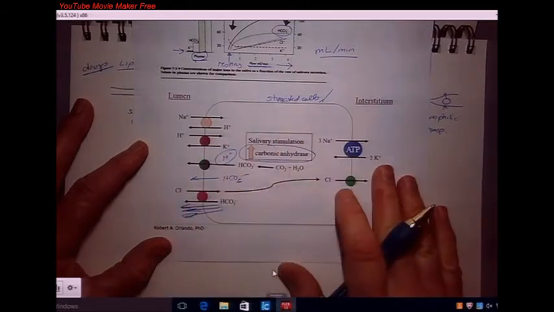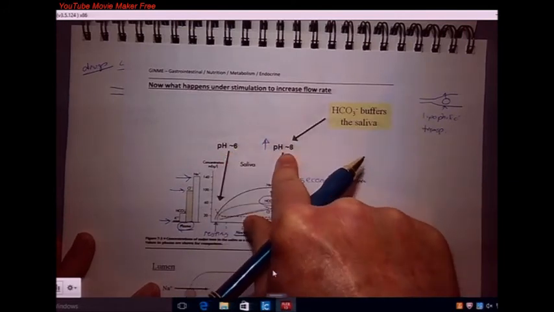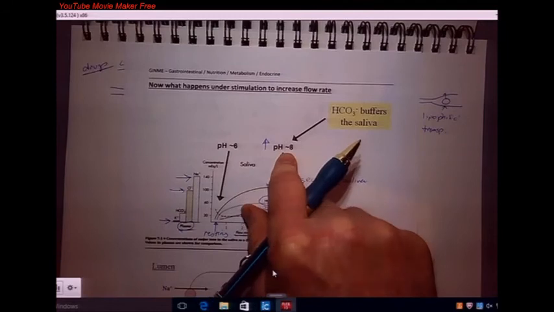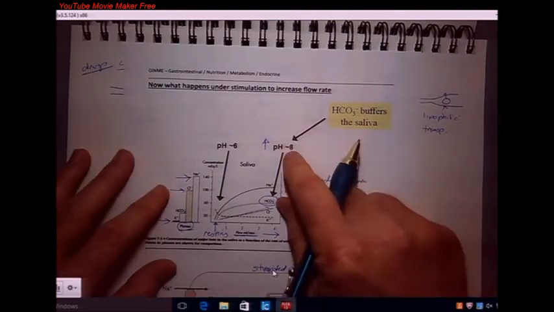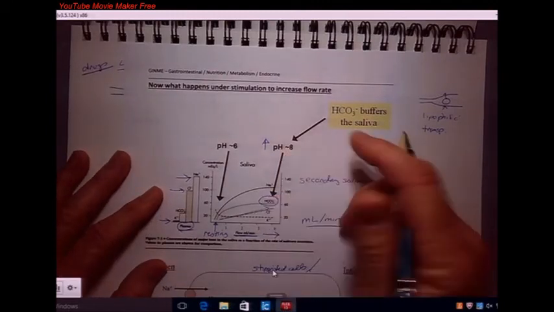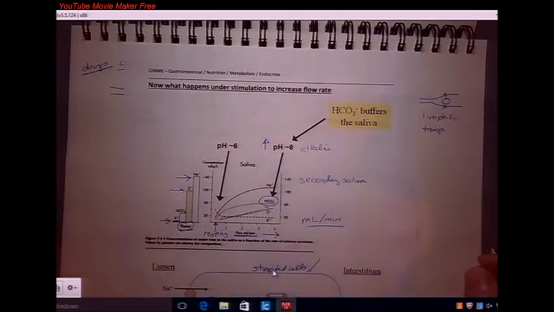So what is that going to do to the pH? It's going to go up. It actually rises by this much. 2 pH units. Remember, pH is a log scale. 2 orders of magnitude increasing. Now, why is a higher pH, a more alkaline solution important? What can an alkaline solution do to protect your oral cavity?